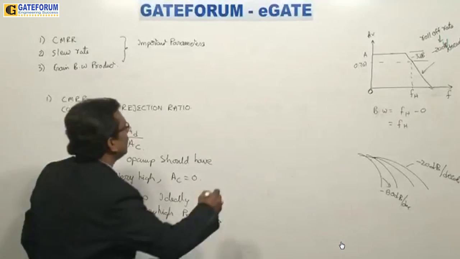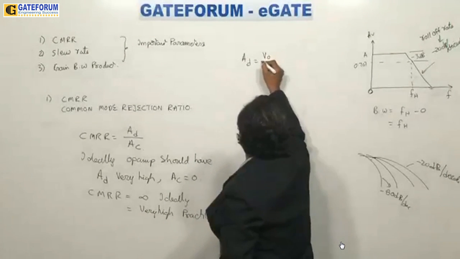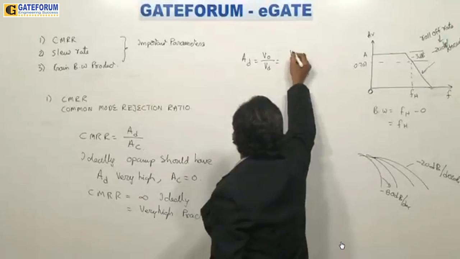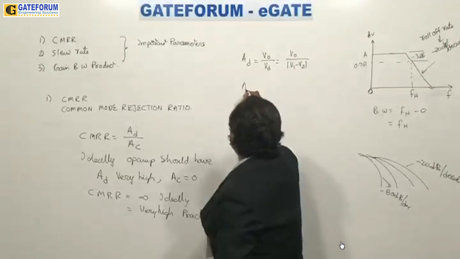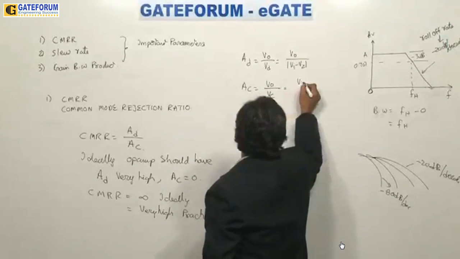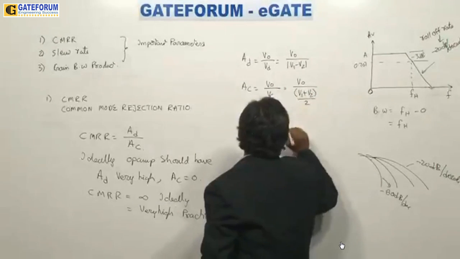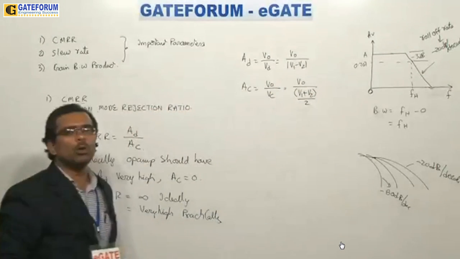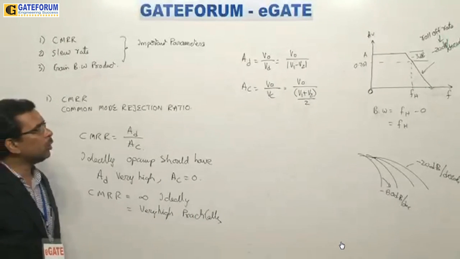Now, how do you get this? The AD value is given like this: AD is equal to V output by VD, that is nothing but V output by modulus of V1 minus V2. But AC is given like this: V output by VC, where VC is nothing but the noise signal or common mode signal, which I consider as the average of the two input signals, (V1 plus V2) by 2.